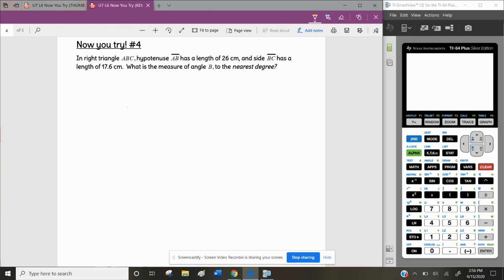So now you try number 4. What's different about this question than the previous ones is they didn't give us a picture. So first thing we're going to do is sketch as best we can a right triangle with hypotenuse AB, my longest side, giving me a right angle at C, and that's 26 centimeters. BC has a length of 17.6 centimeters. What is the measure of angle B? That's what we want to know to the nearest degree.